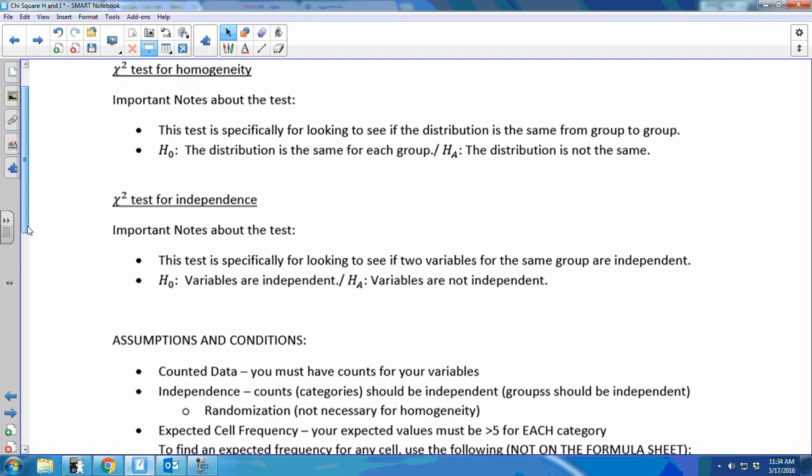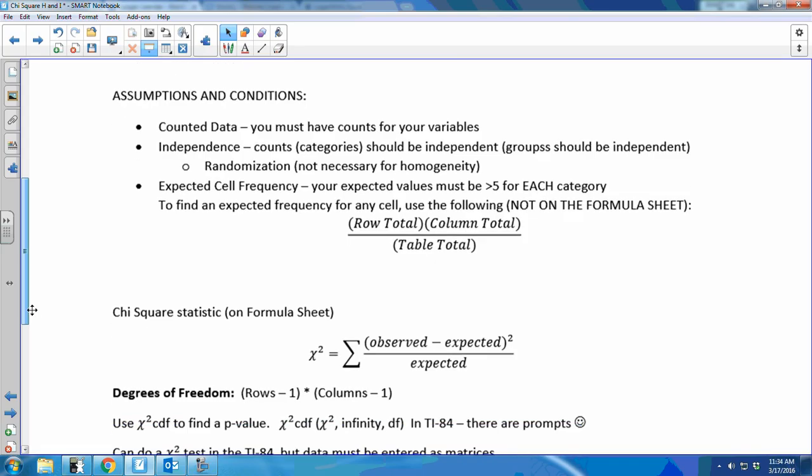After we do the hypotheses, we check our conditions. So we have to make sure we have counts. You do not have to write that out. You don't need to say we have counted data, but that's something you have to know in your mind, that we have to have counts in our tables. We can't have proportions in our tables. We need the actual number of people in our tables. Right? Yes? All right.